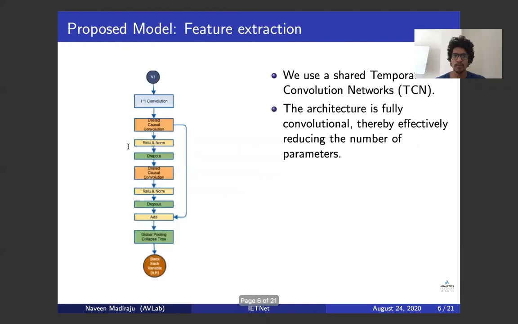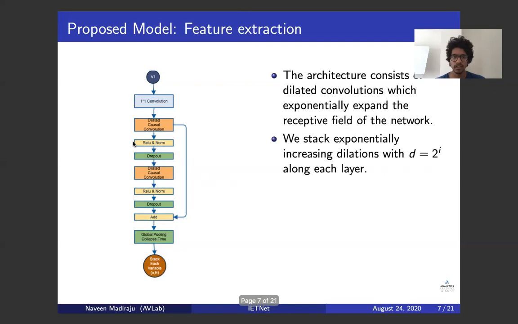Moving on to the feature extractor, we have used a shared temporal convolutional network. The architecture is fully convolutional, thereby effectively reducing the number of parameters. This is a huge problem in multivariate time series data. Over-parameterization is a crucial problem, so we are sharing between all variables.